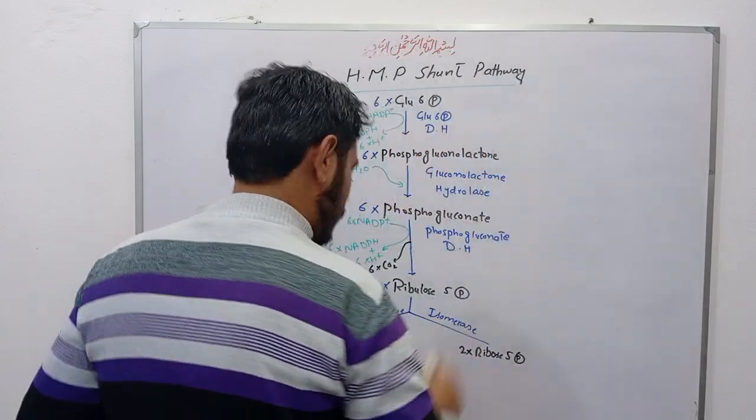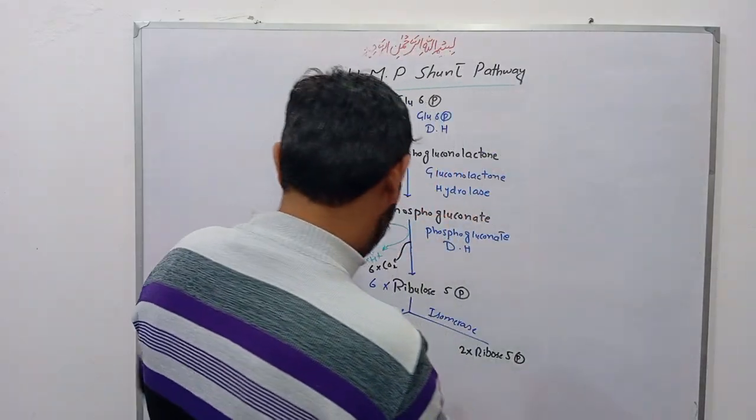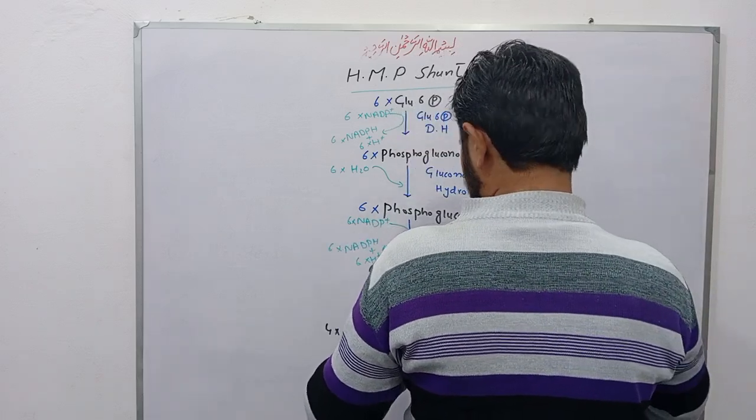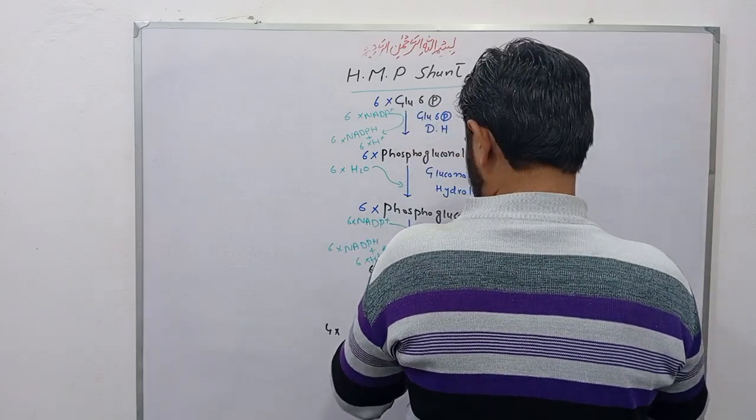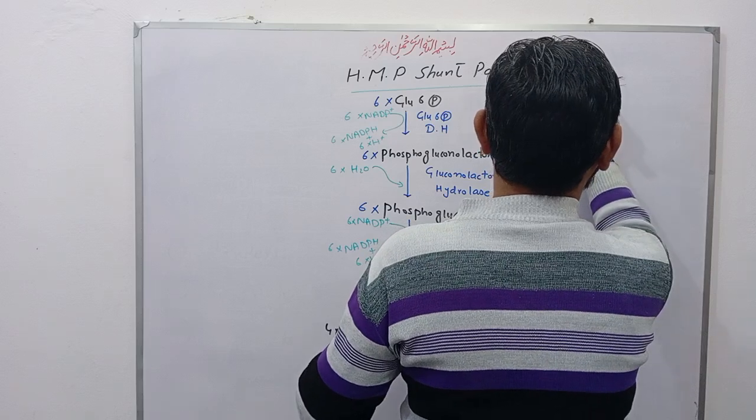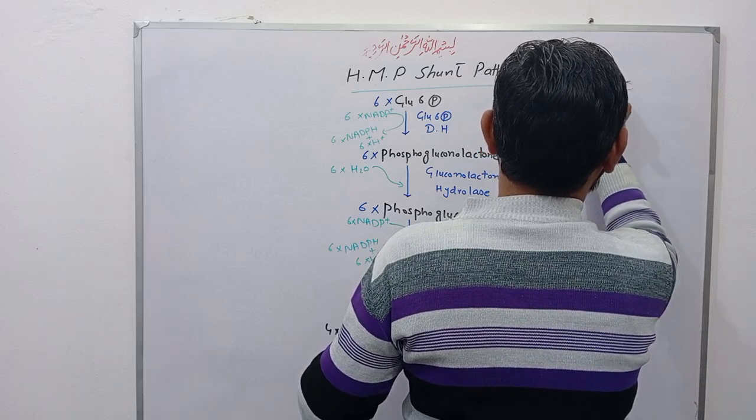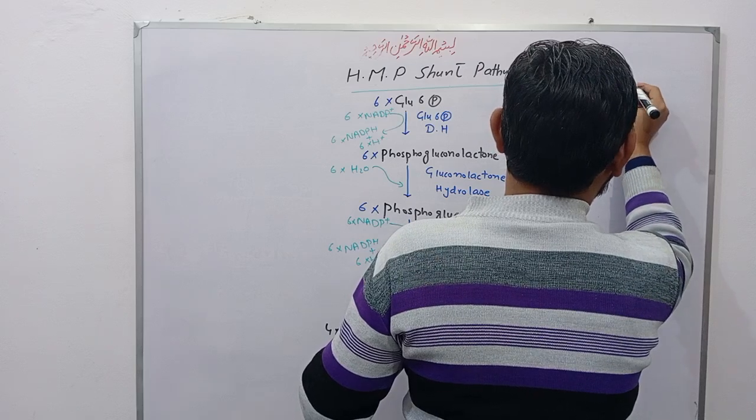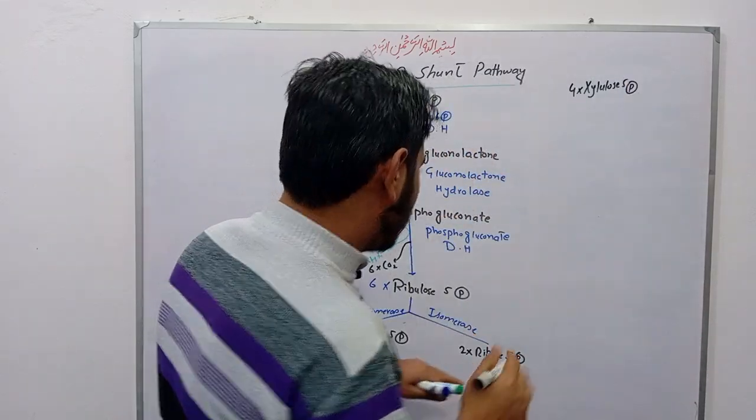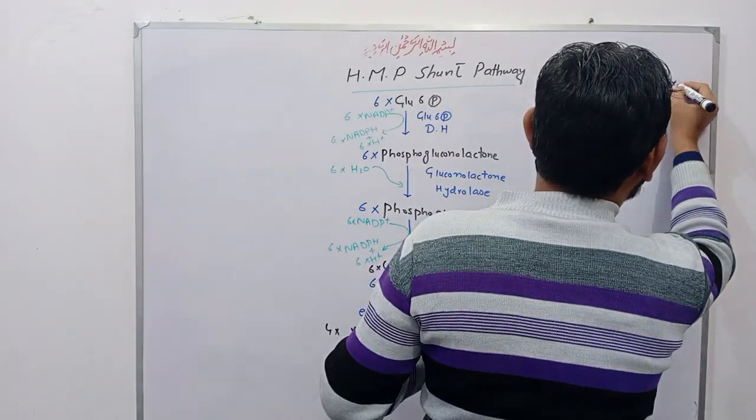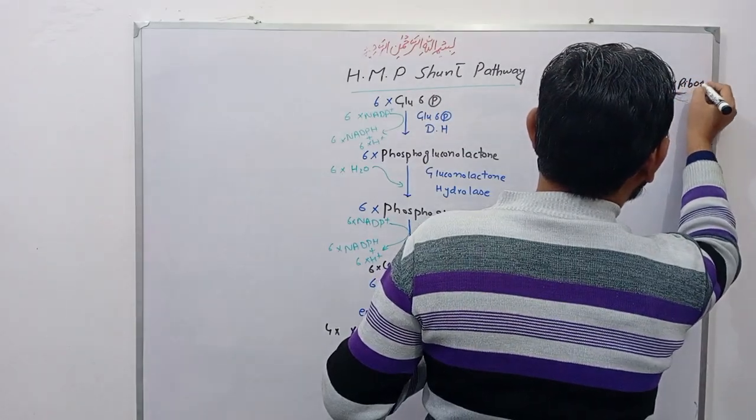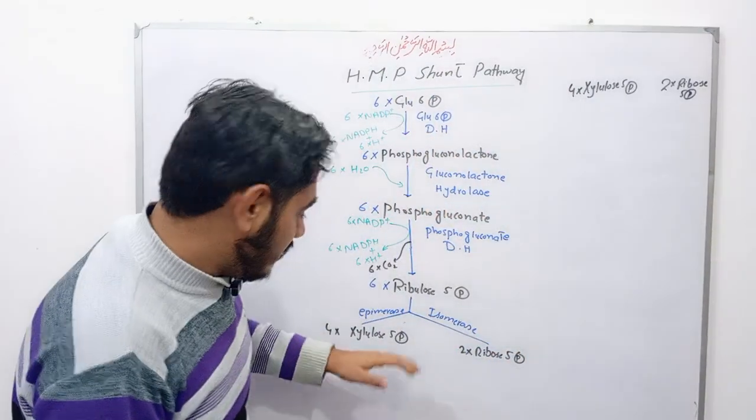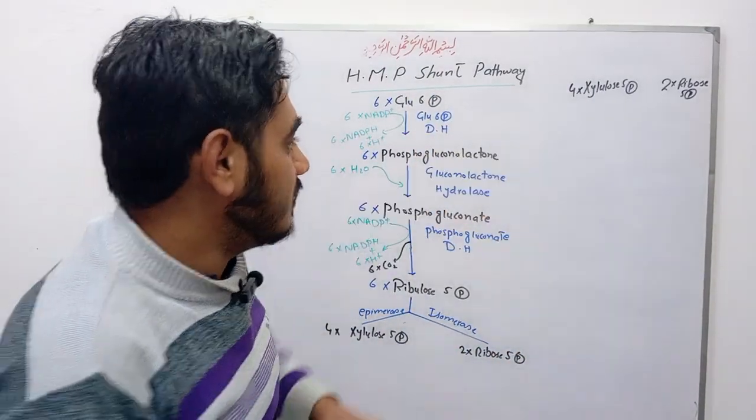Okay. Four molecules of xylulose 5-phosphate and two molecules of ribose 5-phosphate.